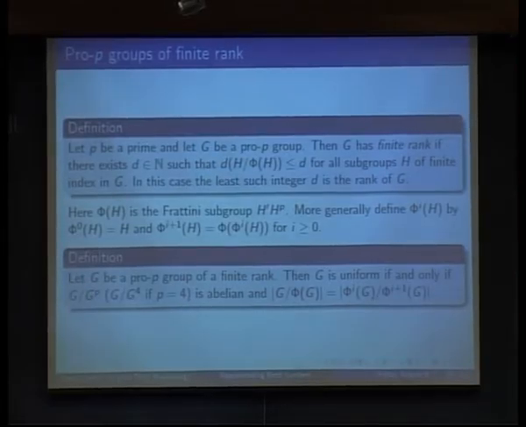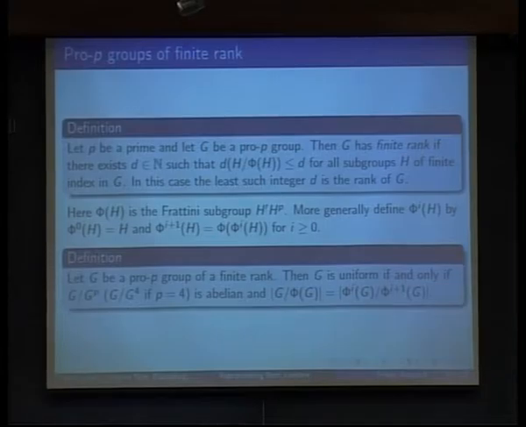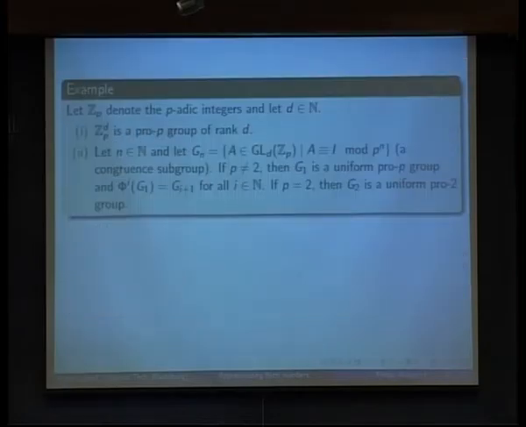So if p is an odd prime, you just take G over G to the p. But in the case of the even prime 2, you do actually need G to the fourth here, apparently a slightly stronger condition. So examples: the p-adic integers Zp, then the direct sum of d copies of Zp will have rank d.